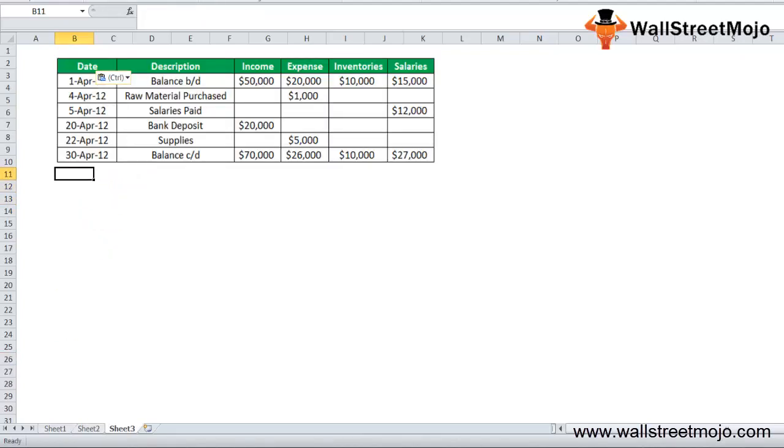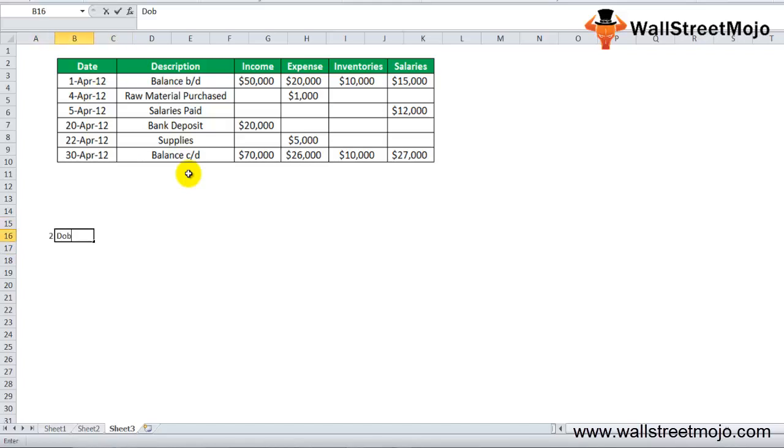The example of the single entry system is here. We have a couple of dates, income, expenses, whether it is inventory or salary, wherever things have been recorded, it's here. So the entry of the single entry is done on each and every transaction. Like, on 1st April, the balance was this, expenses this happened, on 4th April, raw material was purchased, and so on and so forth. Other entries are given. So this was the first example of the single entry system.